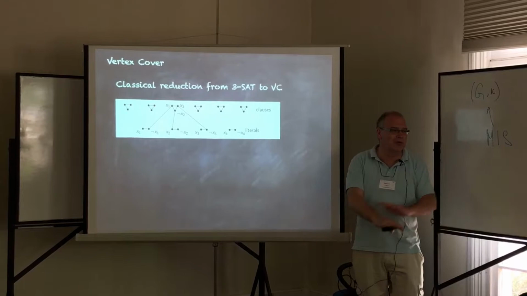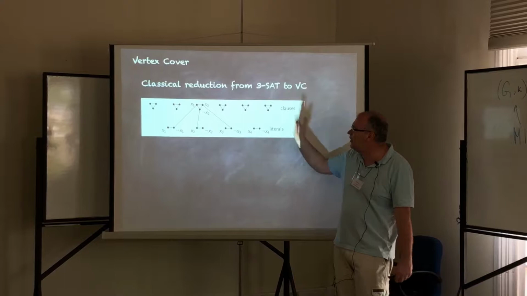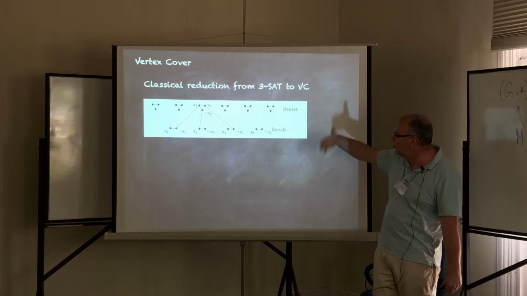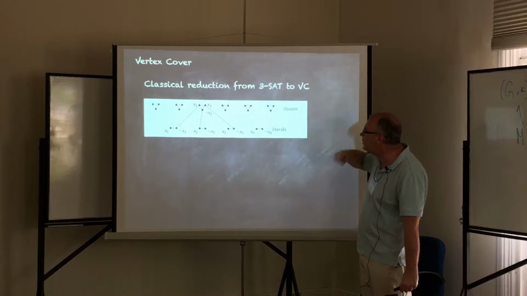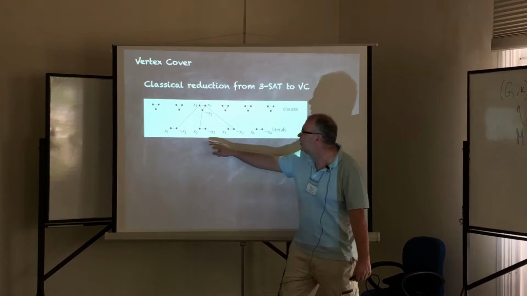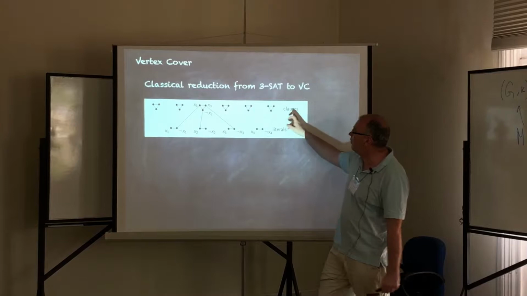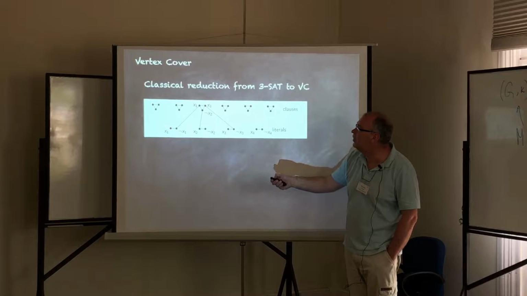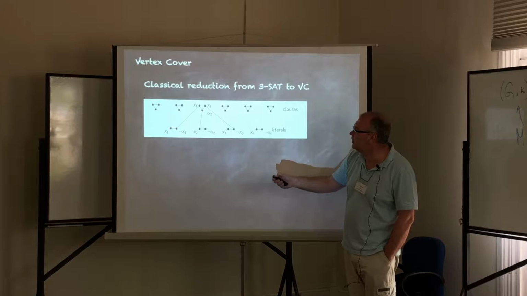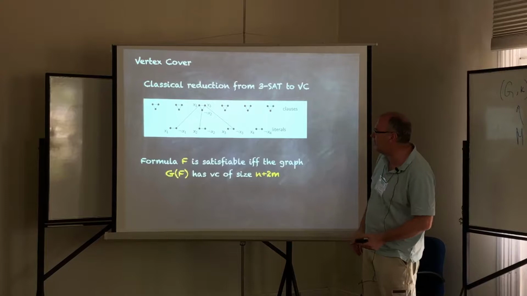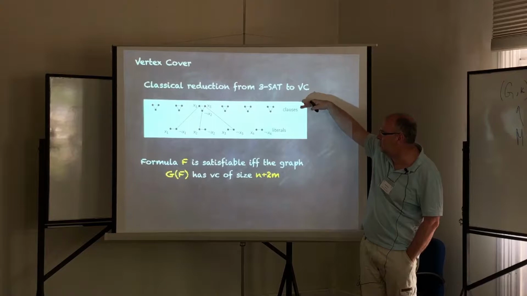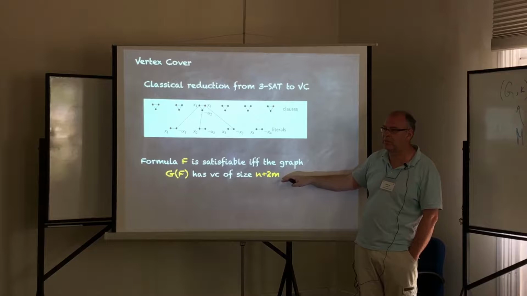Just a very brief description of what's happening here. I have an instance of SAT, and I want to reduce SAT to vertex cover, so 3SAT to vertex cover. I'm constructing this graph. For every variable, I have two vertices, the variable and its negation, and I connect them. Also for every clause, I make a triangle, and then I connect each literal in the clause to the corresponding vertex: the variable if it appears positively, its negation if it appears negated. It's then possible to see that the initial formula is satisfiable if and only if this graph has a vertex cover of size n plus 2m. This is just the classic reduction.